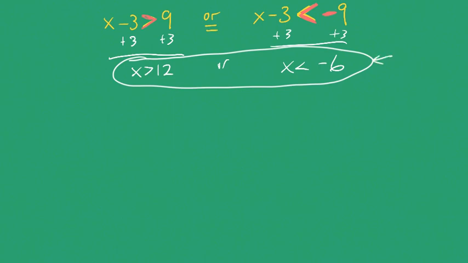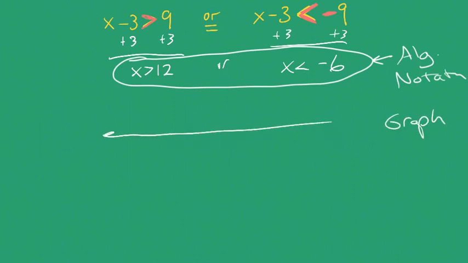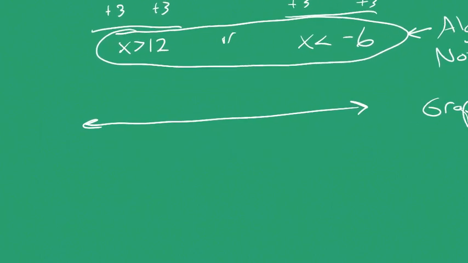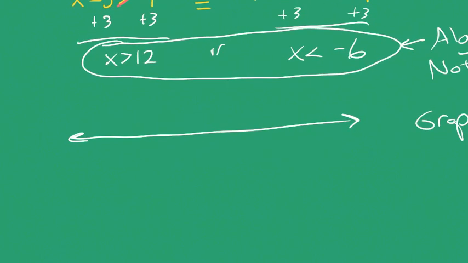These solutions both have a letter, so that's algebraic notation. Our graph, and again, I want to emphasize, make sure when you're working these problems out on paper, it's probably a good idea to do all three at the same time. Algebraic notation, then graph, then interval notation, then go enter your answer in the computer. So our significant numbers here are 12 and negative 6.